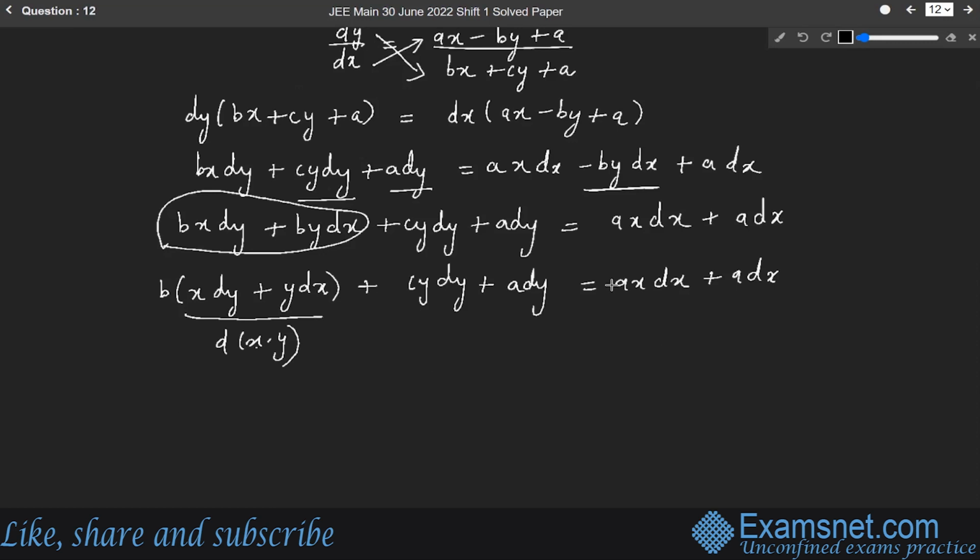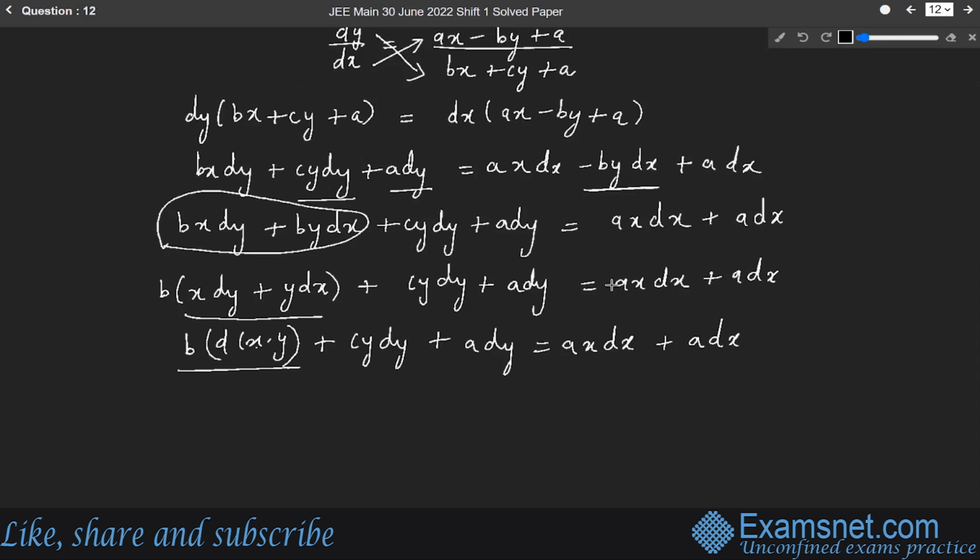And we have b(x dy + y dx). Okay, so b will also be multiplied here. Then plus cy dy plus a dy is equal to ax dx + a dx. All right. Now again, this expression is b into d(xy). What is d(xy)? It is in the form of the formula which we have seen. Now, let us do one thing. Let us integrate all these values. Okay, means we have to integrate both the sides.